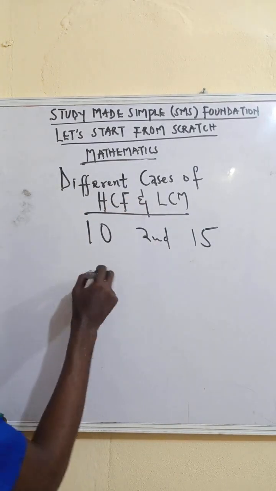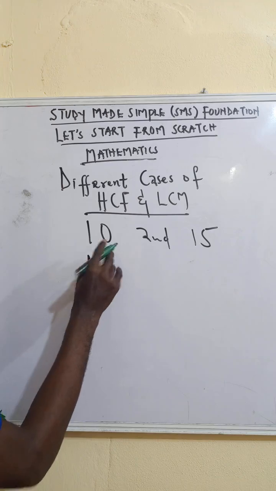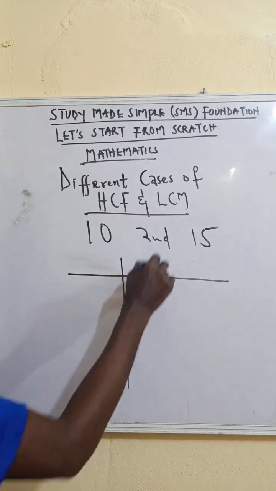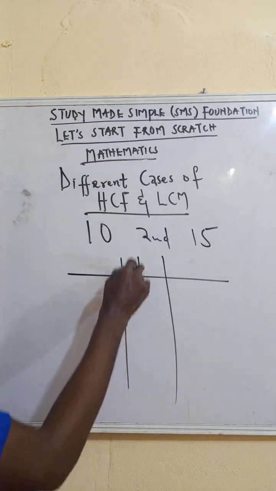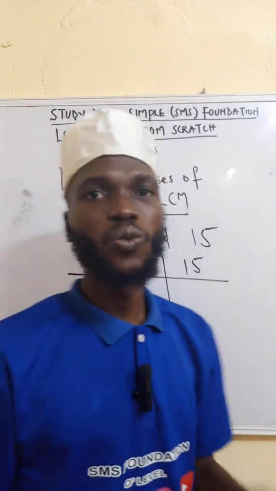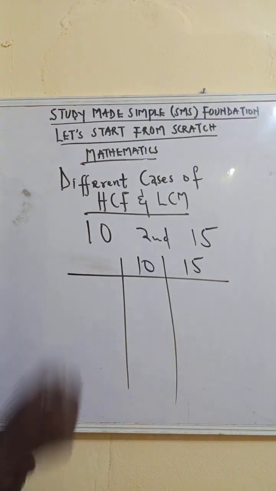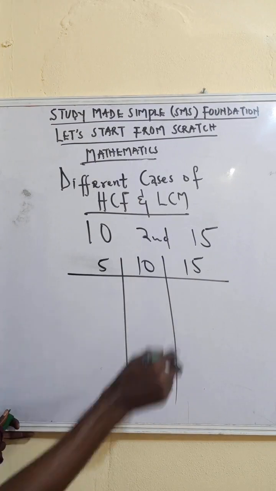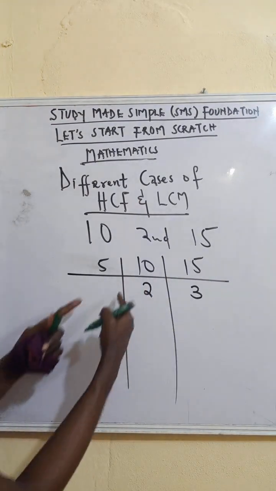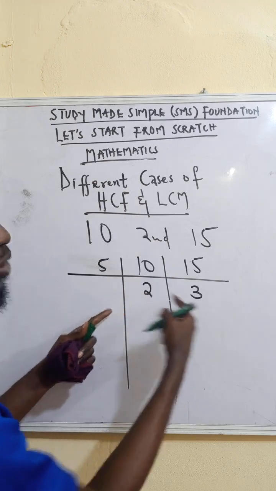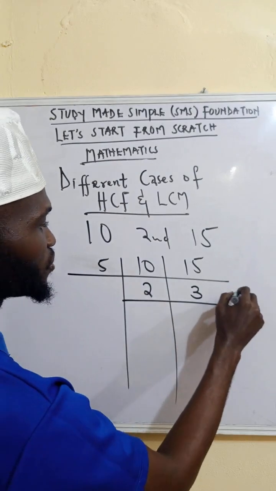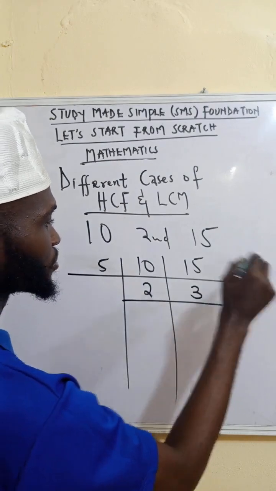Okay, but let's take the LCM and HCF. We can take them together on the same table. Good. Put 10 here and put 15 here. First of all, use what can divide both. Of course, 5 can divide both. 5 here twice, 5 here 3 times. So at this point, no other number. So this is where my HCF stops.